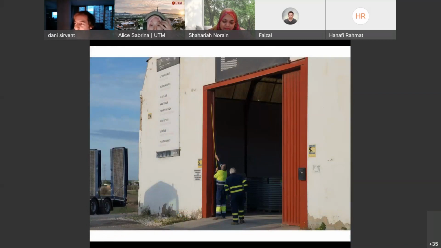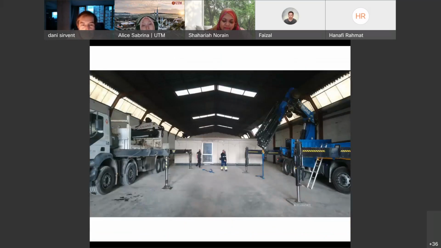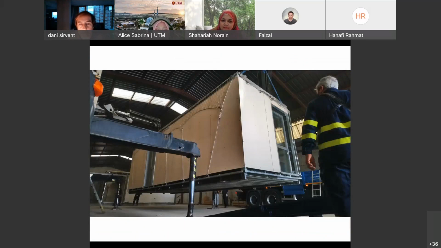All these modules go out of the factory. So you have to know exactly the measures beforehand, because if not, you can't take them out of the factory. You also have to think about the process of taking these elements out of the factory. We need 2 cranes to move these elements out. Here you can see how they are moving one of these 7 individual elements, putting them onto trucks.